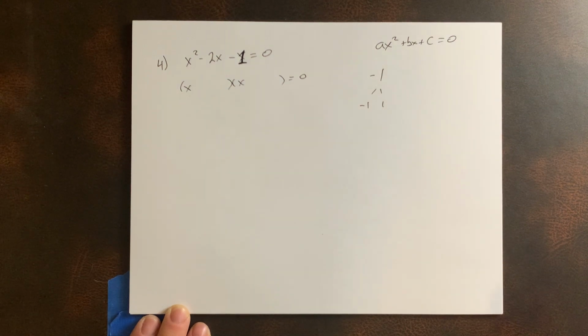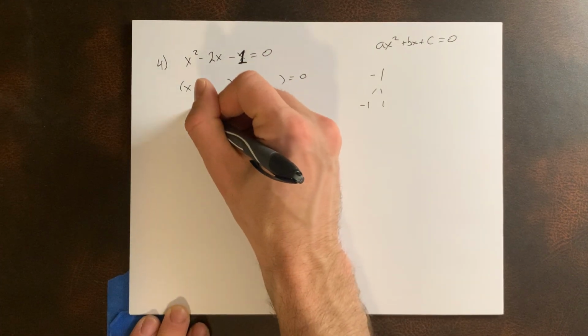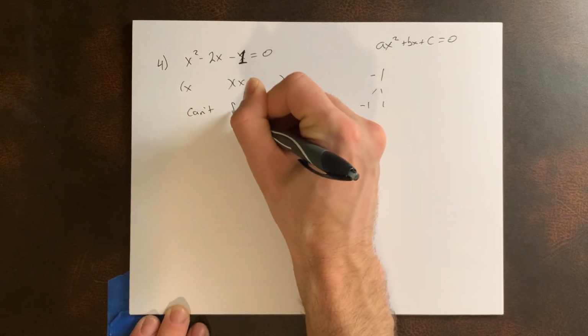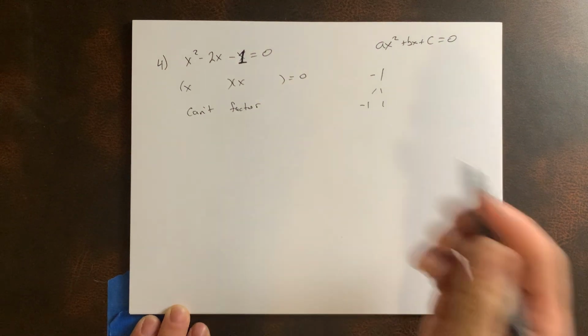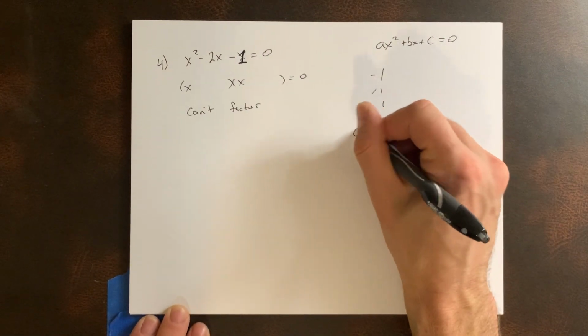So we're running into a problem. We're not going to be able to factor this. So this we can't factor. So whenever we're not able to factor, we want to use the quadratic formula. And so this formula right here that I'm going to write down, so quadratic formula.